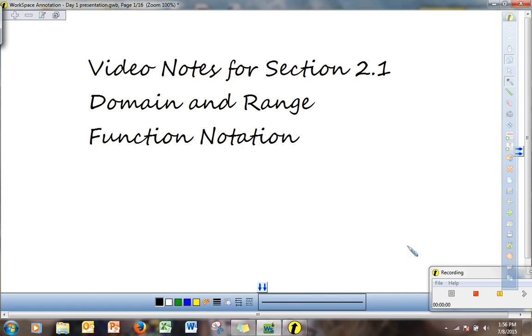Well, hello everybody. Here are the notes for section 2-1. Of course, we took the test last time and I gave those back today, but these will be the video notes for section 2-1. It's over what we call domain and range. Overall, a pretty easy topic if you remember it from your Algebra 1 days. And then I need to review with you function notation.